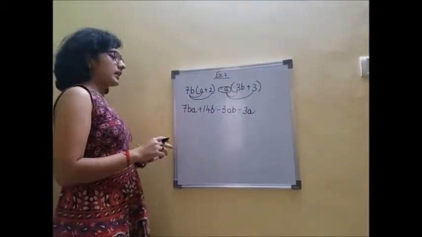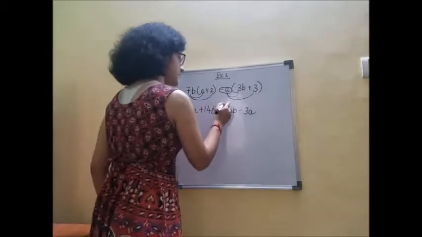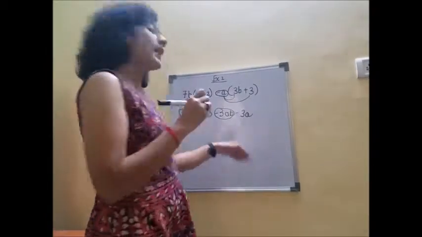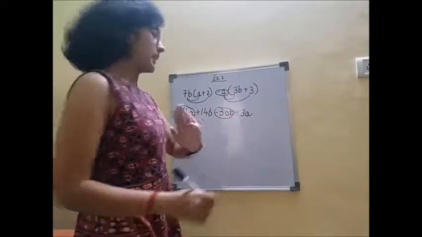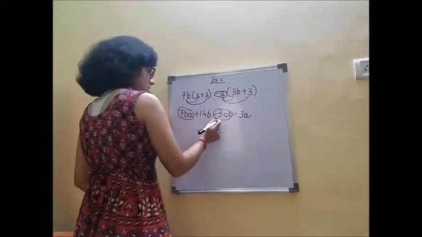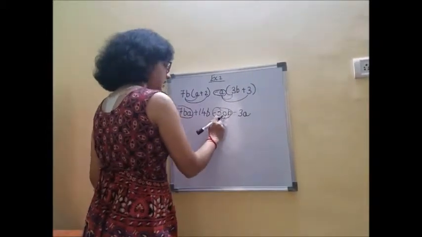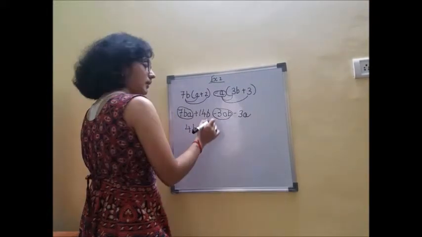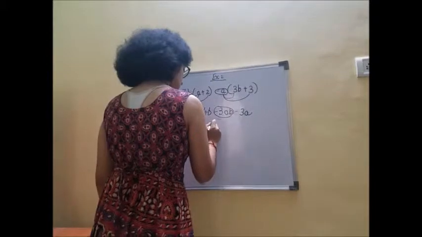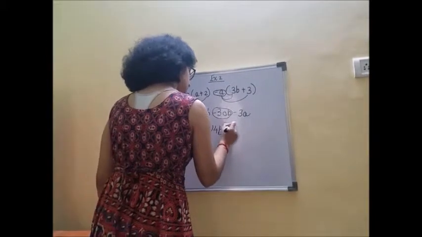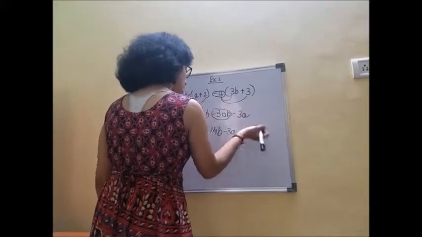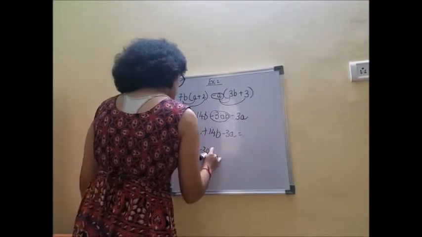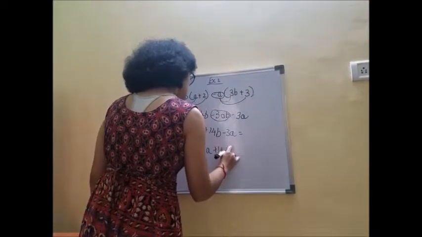So now we are going to simplify further. These two are like terms. It doesn't matter how they're placed, but BA and AB are the same. They're actually the same, not similar. So 7BA minus 3AB is 4BA or AB. You can write it both ways. Plus 14B minus 3A. And we have to rewrite it as 4BA minus 3A plus 14B.